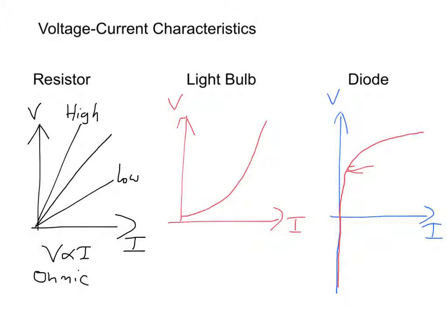So we can see that that's distinct from the light bulb, curves in the opposite direction. Both the light bulb and the diode are non-ohmic conductors. So in both of these cases, we would say they are non-ohmic. They don't obey Ohm's law. They don't have voltage proportional to the current.